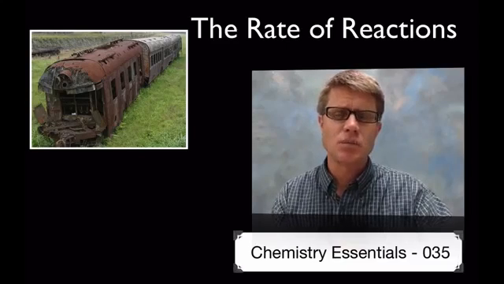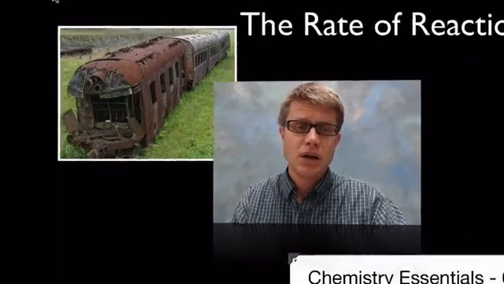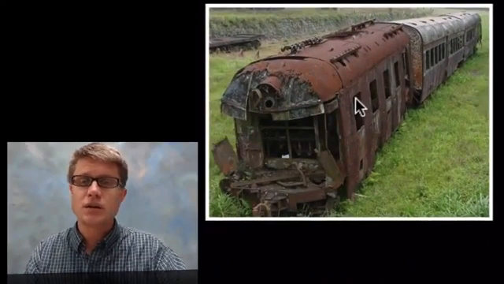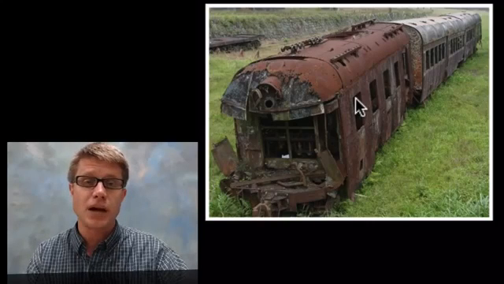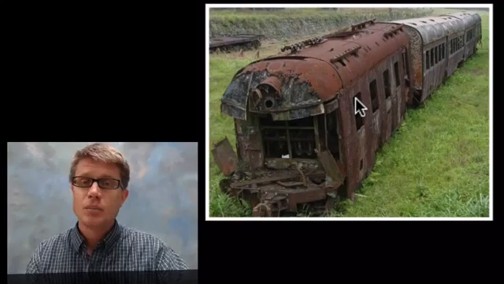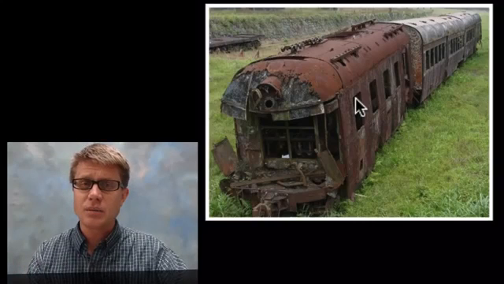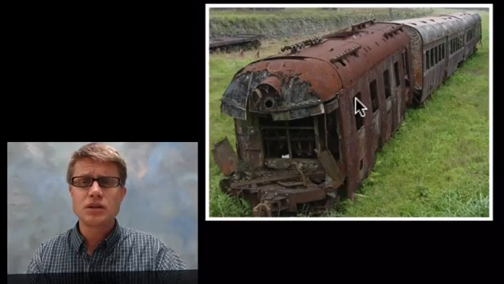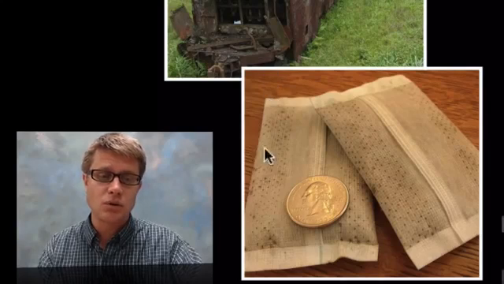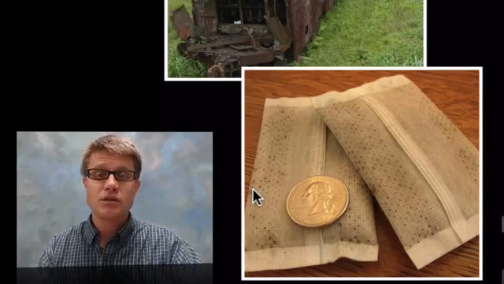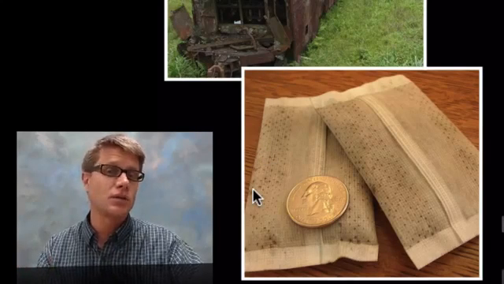Now, some reactions we might think of as incredibly slow. In other words, the rusting of this train car is going to take years and years to occur, to fully complete that reaction, if it ever is completed. But if we wanted to speed that up, we could do it by increasing the surface area of that iron. And we do that in a hand warmer. A hand warmer is essentially a bunch of iron that has been shredded to increase surface area.